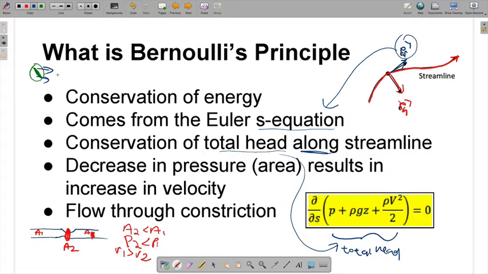That's what happens in a lot of Bernoulli's principle problems. You have this inverse relationship between your pressure and your velocity. As one increases, the other has to decrease.